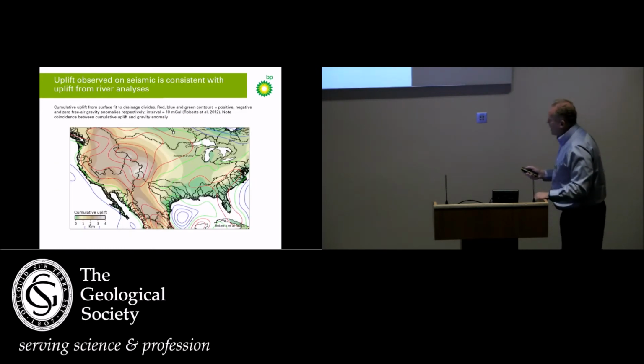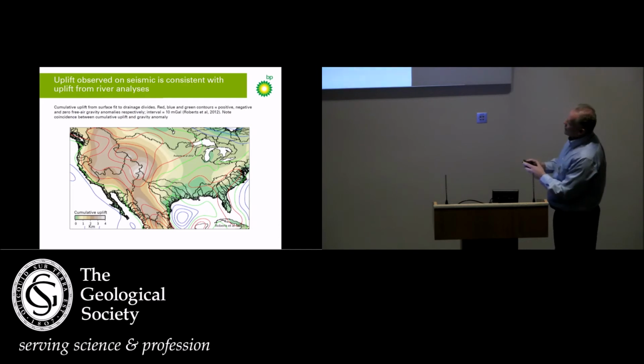This is a map by Gareth Roberts, where the Cambridge crowd and Gareth analyzed the streams in this particular region, and they were able to determine the cumulative amount of uplift in this part of North America. And you can see they calculated up to 3 kilometers of cumulative uplift. You see also the gravity anomaly of the free air, the long wavelength free air, which is quite a good proxy for uplift and subsidence. And here in the GOM, what you see is a negative, which suggests subsidence.